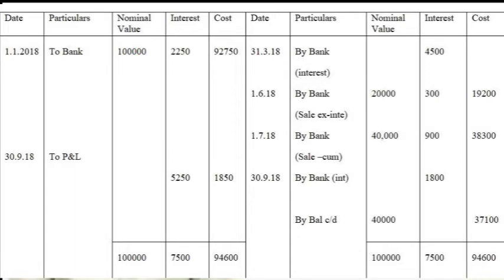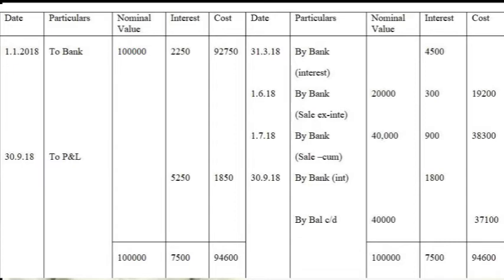Then on 31st March 2018, we received interest. Our journal entry: bank account debtor to interest. So on the credit side of our investment account, by bank 4,500. Then on 1/6/2018, sale of 20,000 nominal value of securities for rupees 19,200 ex interest. Interest amount 300. Then by bank, nominal column 20,000, interest 300 and then cost column 19,200.